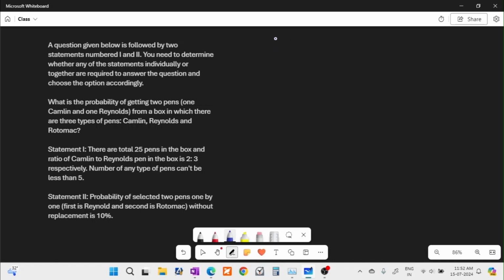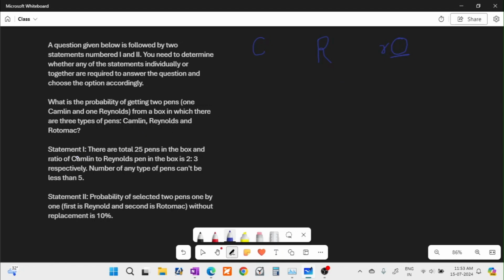So let us write this way: Camlin, Reynolds, and we can represent Rotomac by O. We'll use only O.